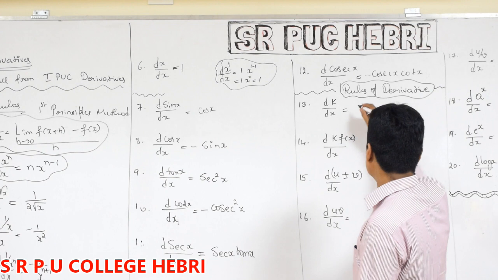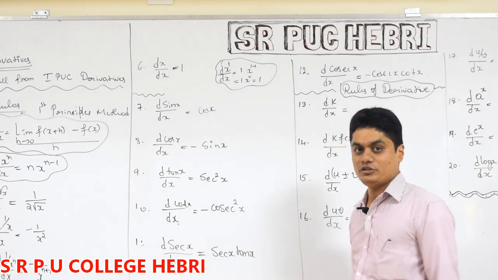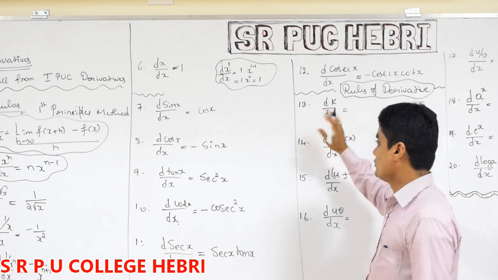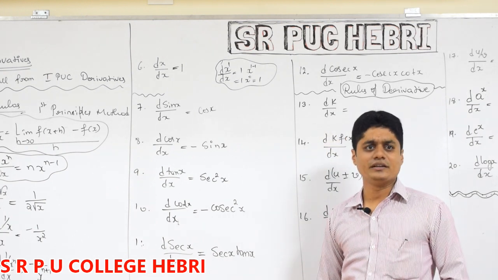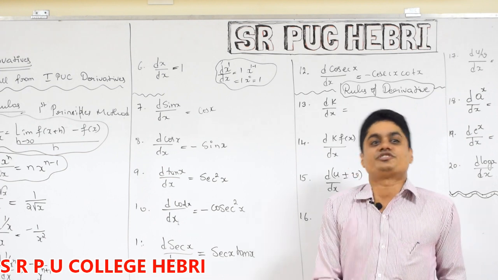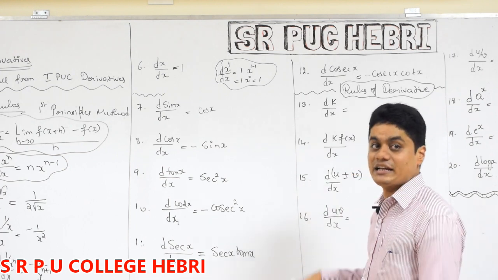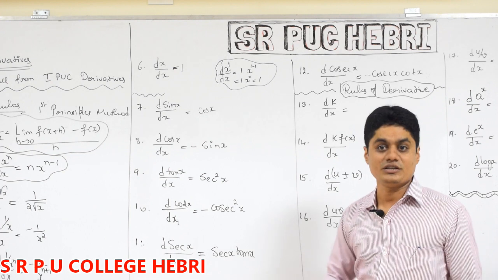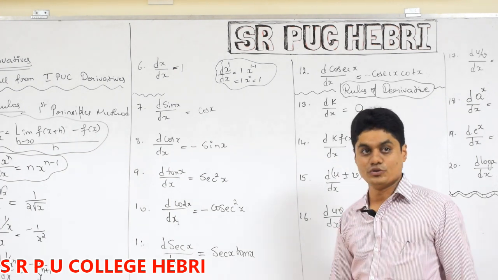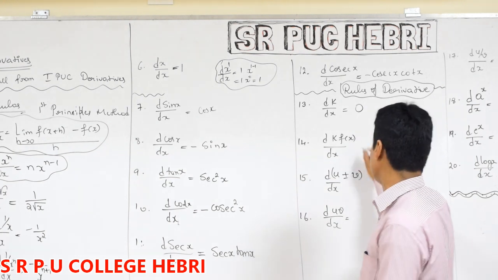Now, these are the rules of derivatives. What is the first rule? Derivative of a constant. Maybe you remember what we mean by derivative. Derivative is nothing but a measure of change. Constant means there is no change at all. If there is no change, there is nothing to measure. So what is the derivative of a constant? It is nothing but 0. Derivative of only a constant is 0.